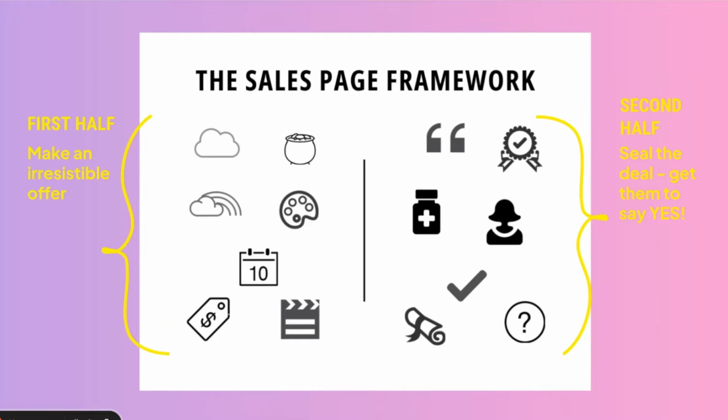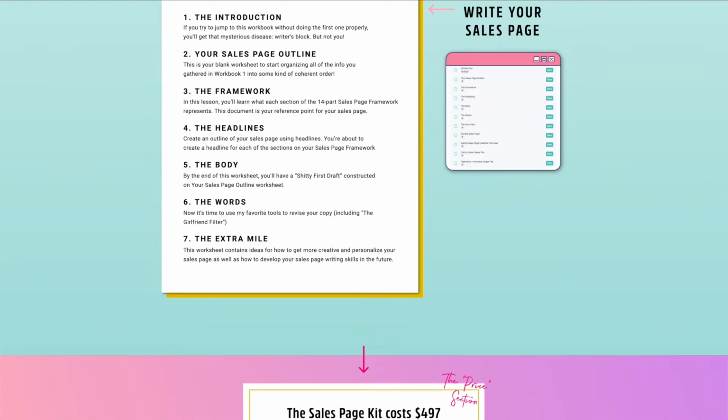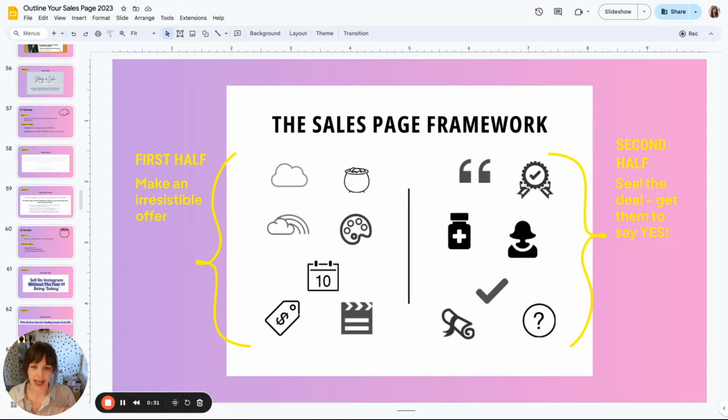These icons represent the sales page framework. This is totally different than probably anything you've ever been taught about sales pages. I like to make it fun. I like to have mnemonics. I like to make it memorable. So each of these icons represents a section of what needs to be on your sales page. A section is going to have a headline, subheadline, and body content as well.